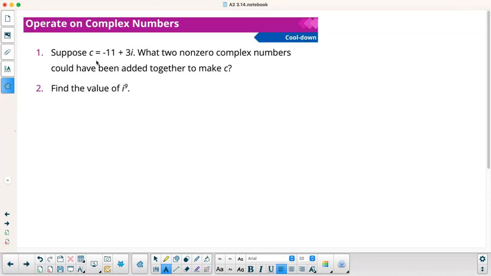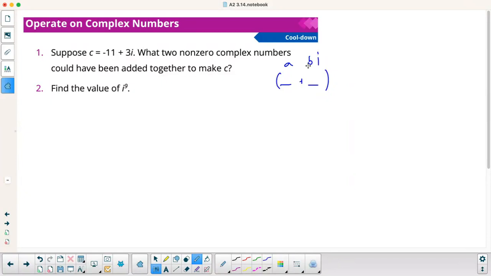All right, so suppose C equals -11 plus 3i. What two non-zero complex numbers could have been added to make C? Okay, so really, you need any two numbers that, let's see here, we got a complex number. So you got your a, your bi, and then you got your a and your bi. And we want those to equal -11 plus 3i.